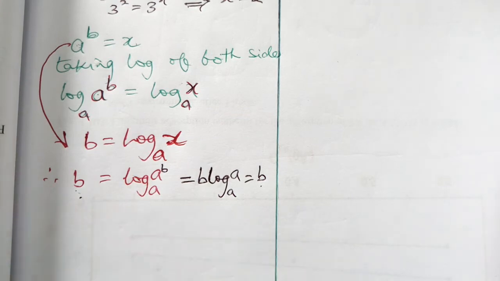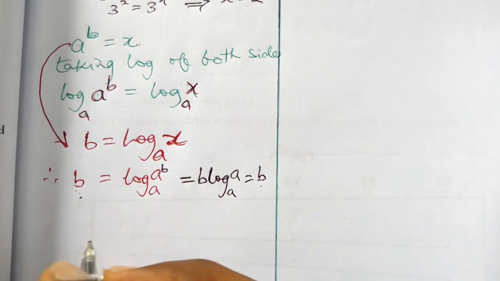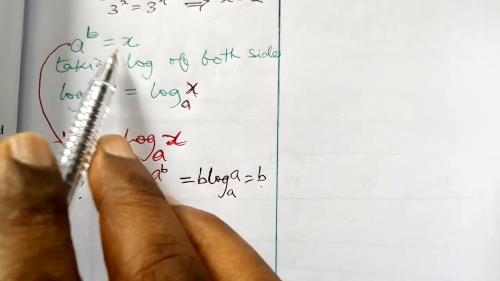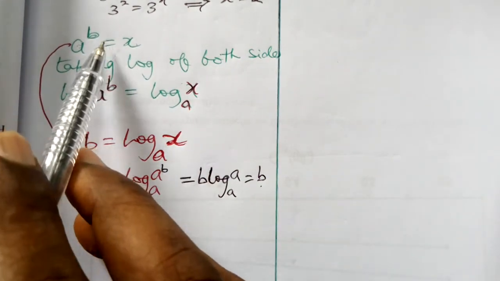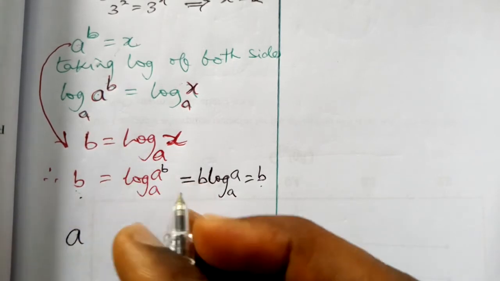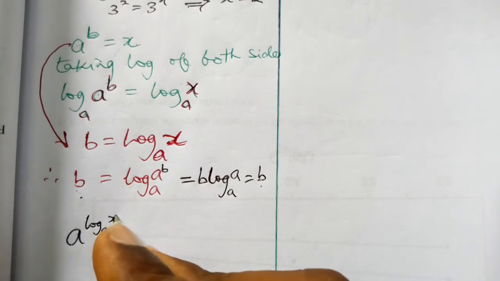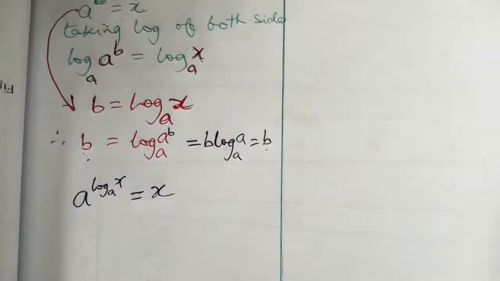Also, this will tell us that if we substitute this into here, we'll know that this is b. So if we put it here, we see that a raised to power log_a x is equal to x. A raised to power log_a x is equal to x.